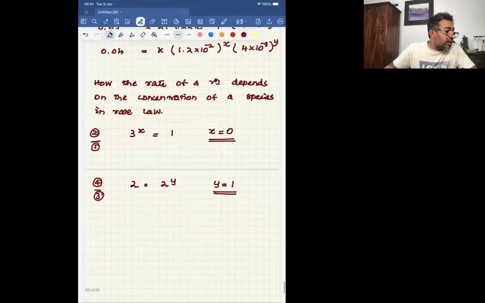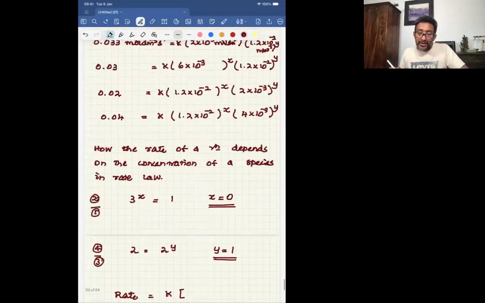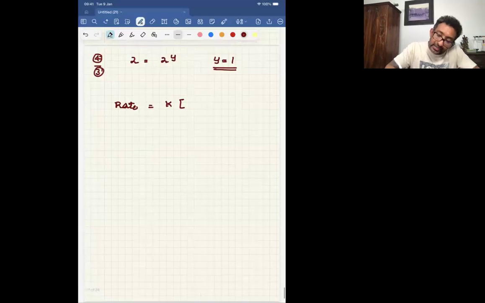Right. Use the results obtained above to write the rate expression for the reaction using K as the rate constant. So, rate is equal to K times Y to the power 1. Look at the Y. What is Y? Hydrogen. Hydrogen gas to the power 1.